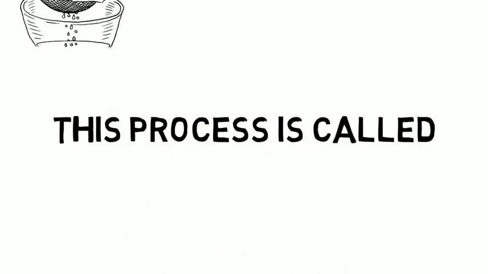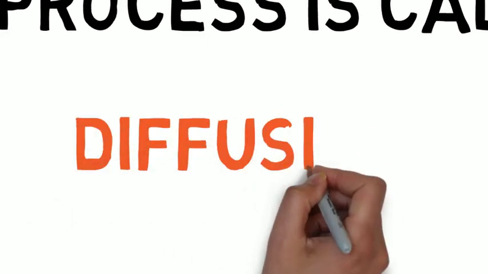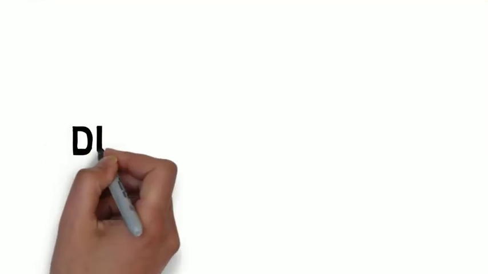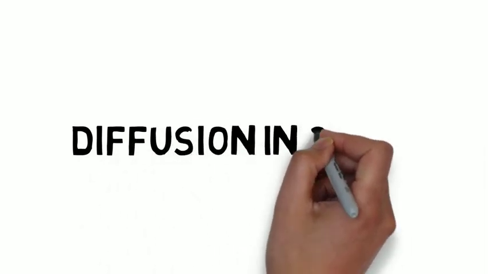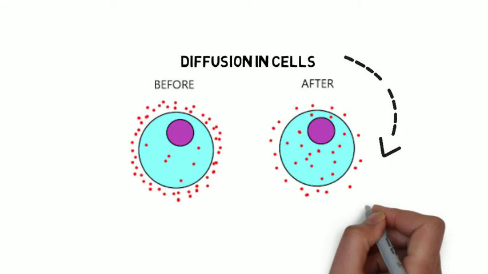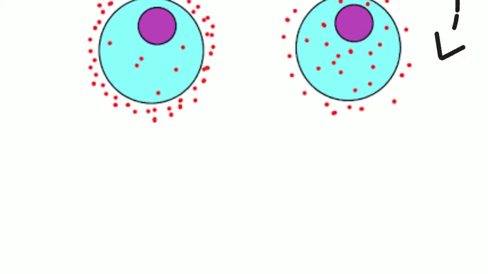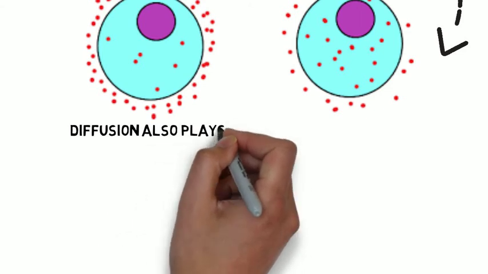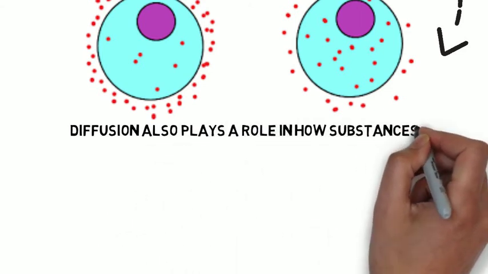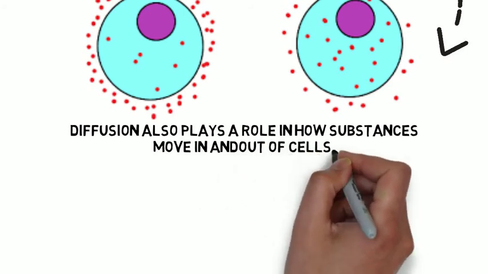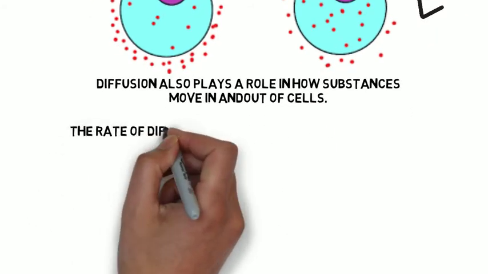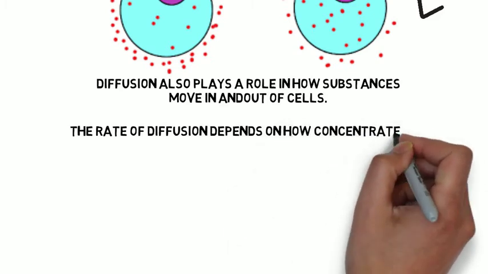Diffusion also plays a part in moving substances into and out of cells. The concentration of dissolved carbon dioxide gas in water is the same as the concentration of dissolved carbon dioxide gas in an amoeba's cytoplasm. Carbon dioxide particles therefore move into and out of the cell at the same rate, passing through small openings in an amoeba's selectively permeable membrane. The rate of diffusion depends on how concentrated the particles are both inside and outside of the cell.